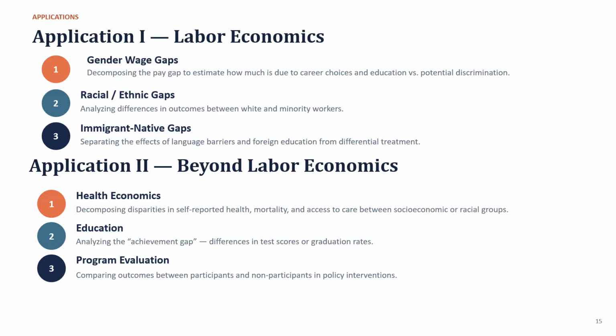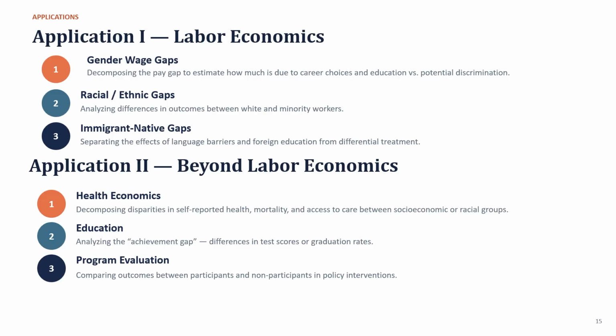Second, racial and ethnic gaps. For example, comparing white and minority workers. This helps isolate the effects of historical disadvantage and labor market segregation. And third, the immigrant-native gap. Here the decomposition helps separate the effects of language barriers and foreign education recognition from discriminatory treatment. Each application tells a slightly different story about why the gap exists.